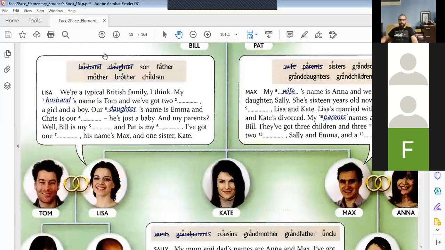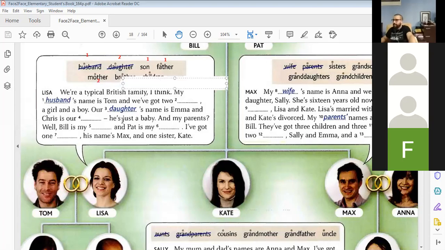Let's start with the first group. So husband, is what number? One, male. Daughter? Female. Son? One, male. Father? One, male. Good. Mother? Female, two. Brother? One. And children? Three.